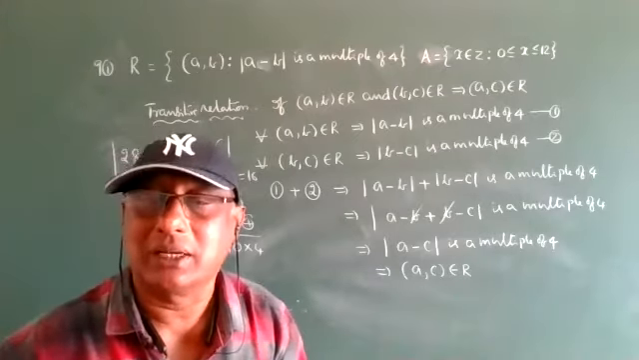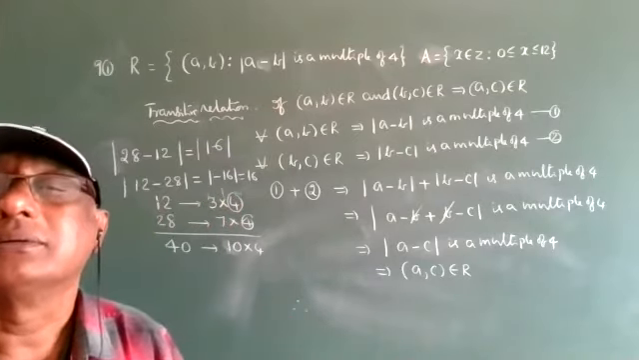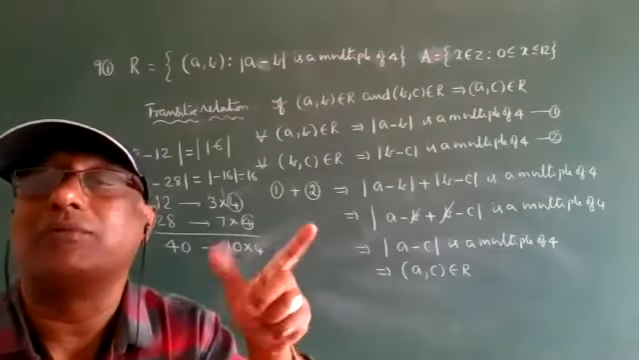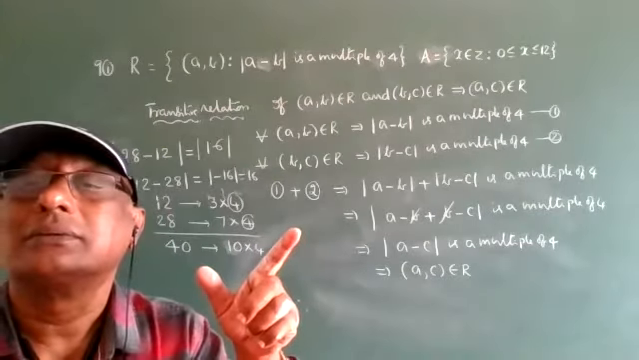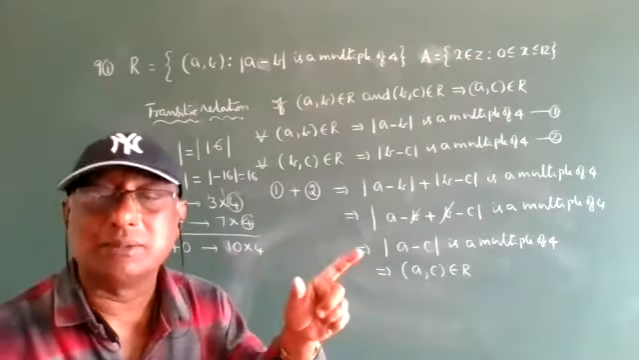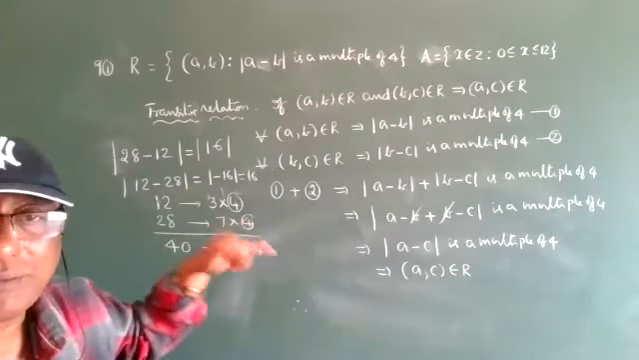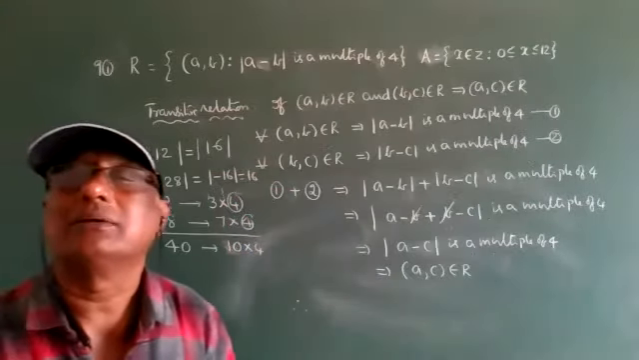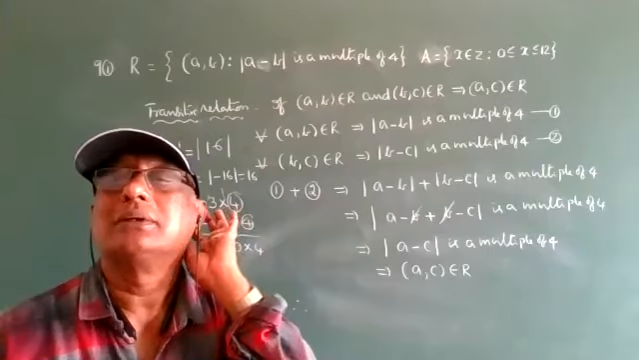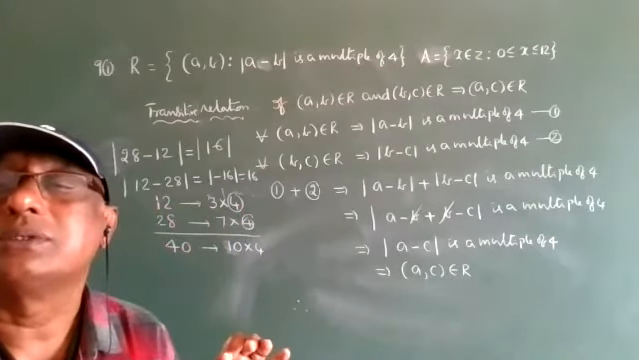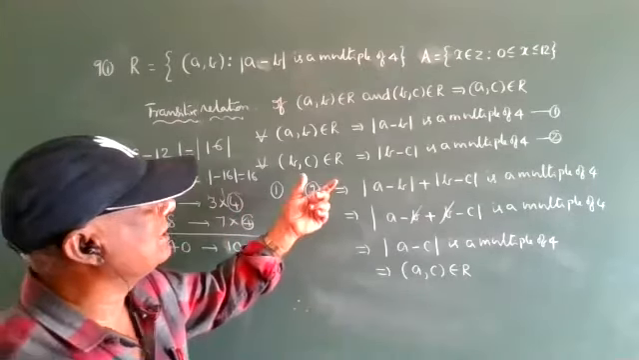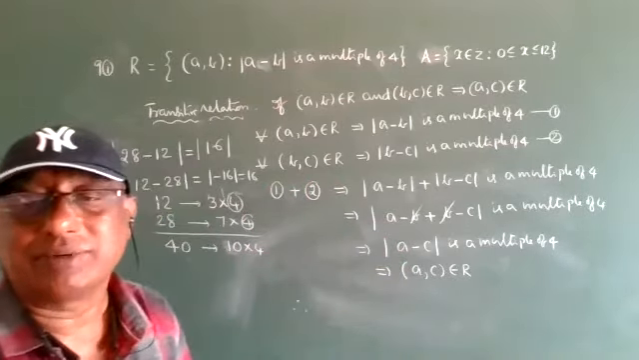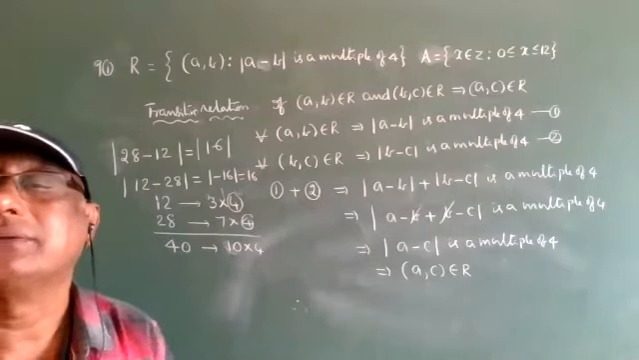We can take any numbers, but both differences are multiples of 4. Yes, this is the symmetry. Any example we can take will satisfy it. This problem is reflexive, symmetric, and transitive also. All three will be satisfied.